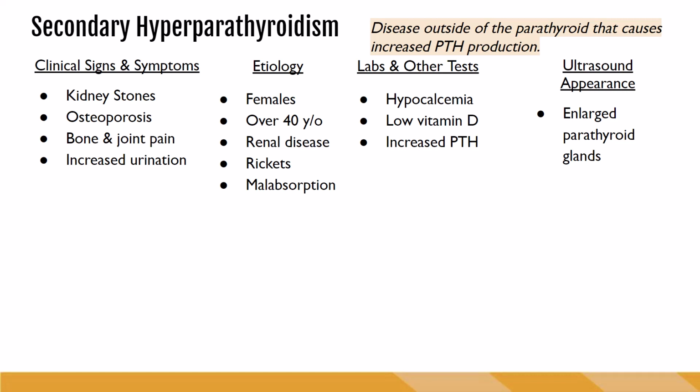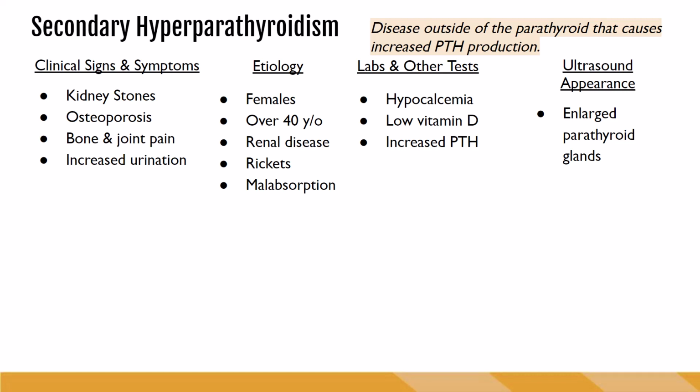So when there's hypocalcemia or low vitamin D, the parathyroids get the message that we need PTH to increase both of those. But if there's something else going on and the body's release of PTH doesn't actually improve the hypocalcemia or the low vitamin D, then that PTH just keeps getting released and released and released without the desired effect. And so we still see kidney stones, osteoporosis as issues, but now we have even more issues with bone and joint pain, increased urination, and we see this often in patients that have renal disease. That's going to be an issue for the hypocalcemia and the low vitamin D.